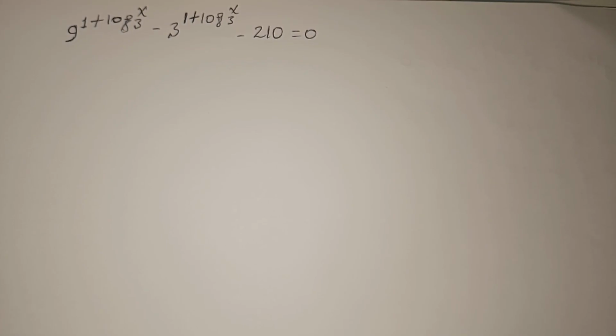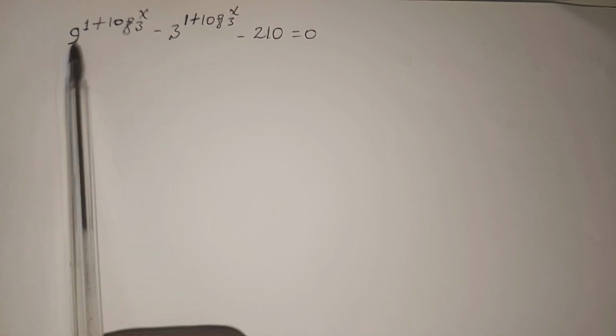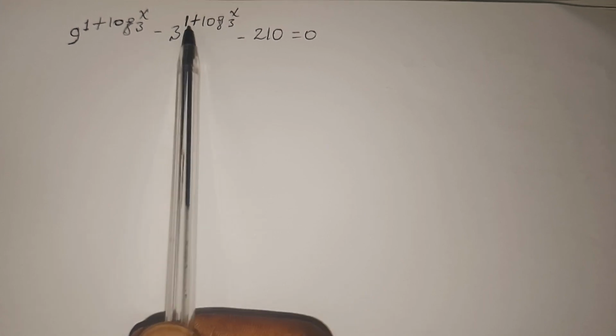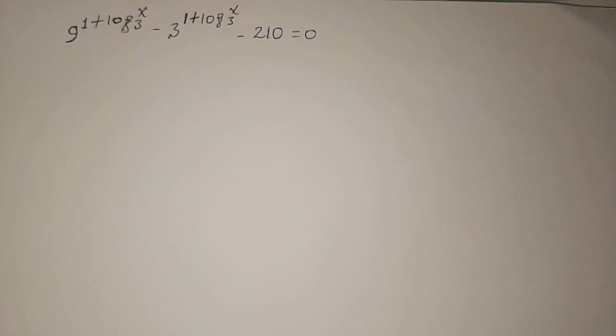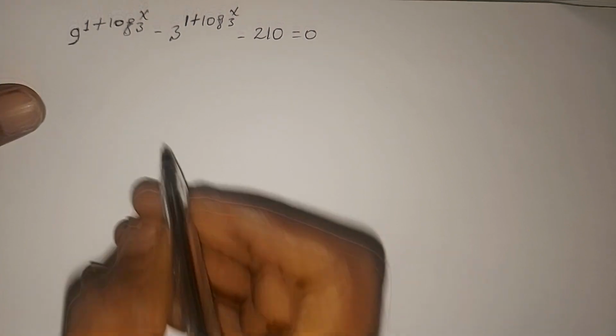Today we are going to find the value of x in this problem. Look at the problem first: 9 to the power of 1 plus log x in base 3, minus 3 to the power of 1 plus log x in base 3, minus 210, is equal to 0. So this is a logarithmic function and an exponential function also. How to find the value of x in this mixture of exponential and logarithmic functions? Therefore, the solution part.